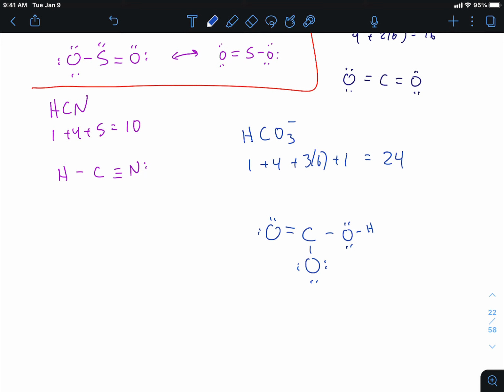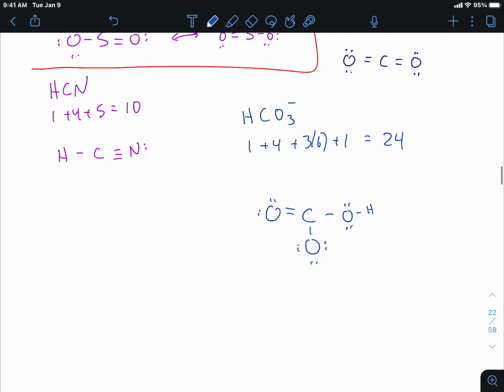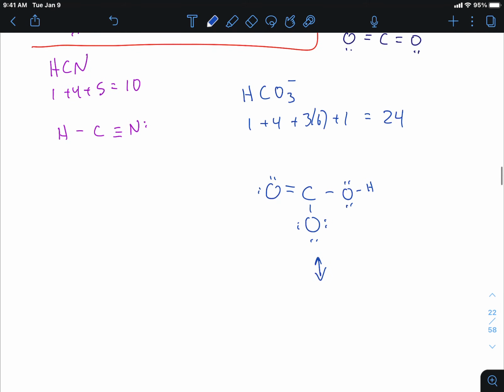Could the double bond be with the oxygen on the bottom? Yes, it could. Guess what? Resonance. But how many structures? 2. Good. Only 2, because the third one is different, and the third one will not behave the same way as the others. So your other Lewis diagram looks like this. Only 2 that time.